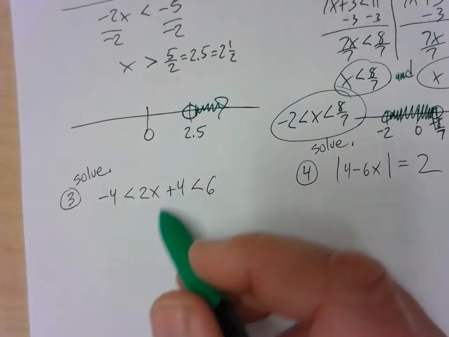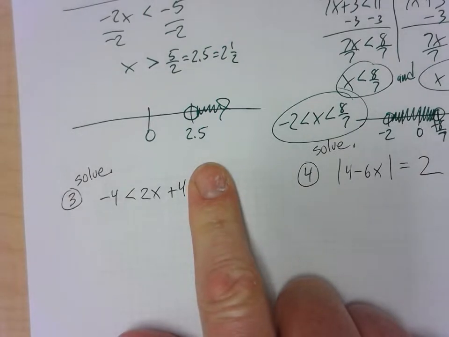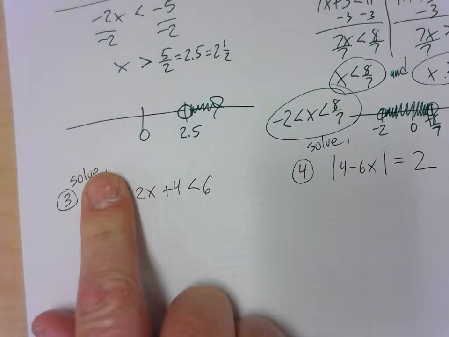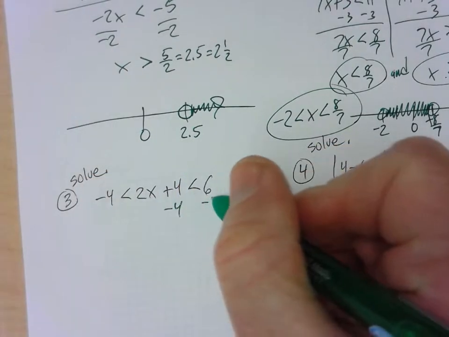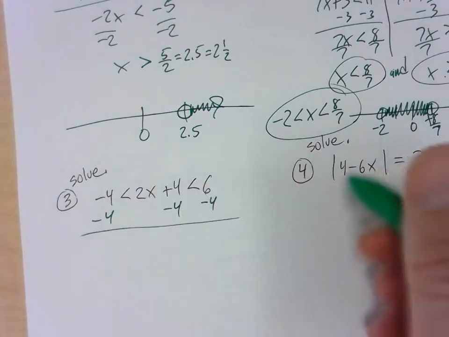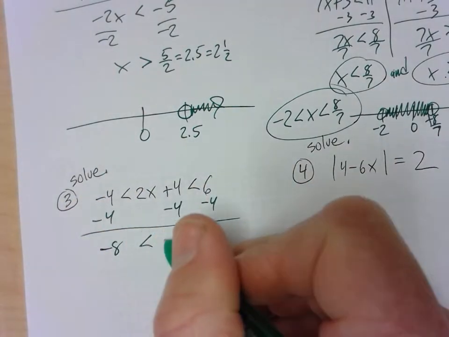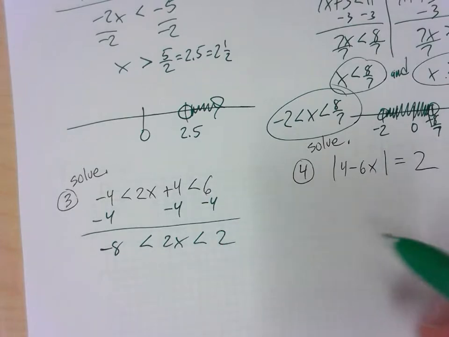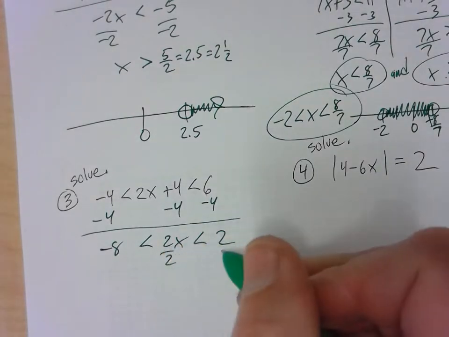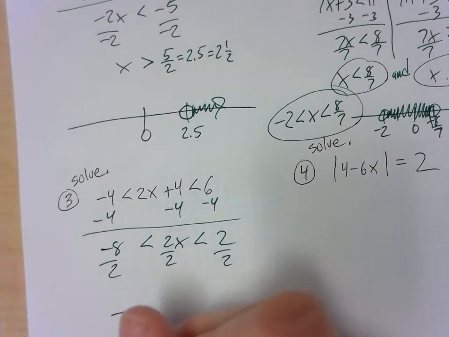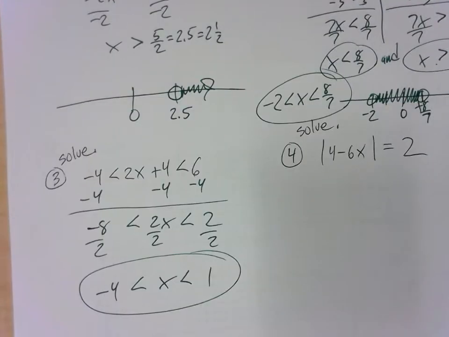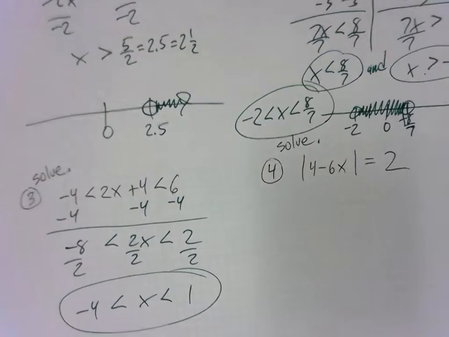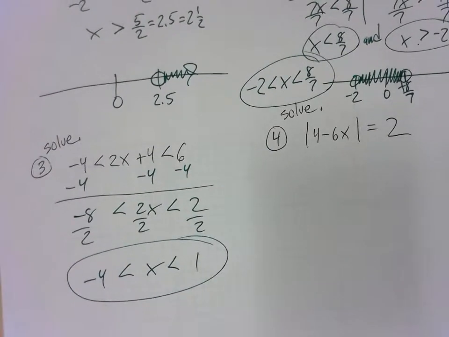Alright, so now this one is like 3 parts. There's a left side of the equation, a middle side, and a right side. So what we do to one side, we do to the other 2 sides, right? So it's 3 sides. Negative 8 is less than 2x, which is less than 2. Divide everything by 2, and you get negative 4 is less than x, which is less than 1. Okay, I didn't ask for this one to be graphed, so I just left it that way.